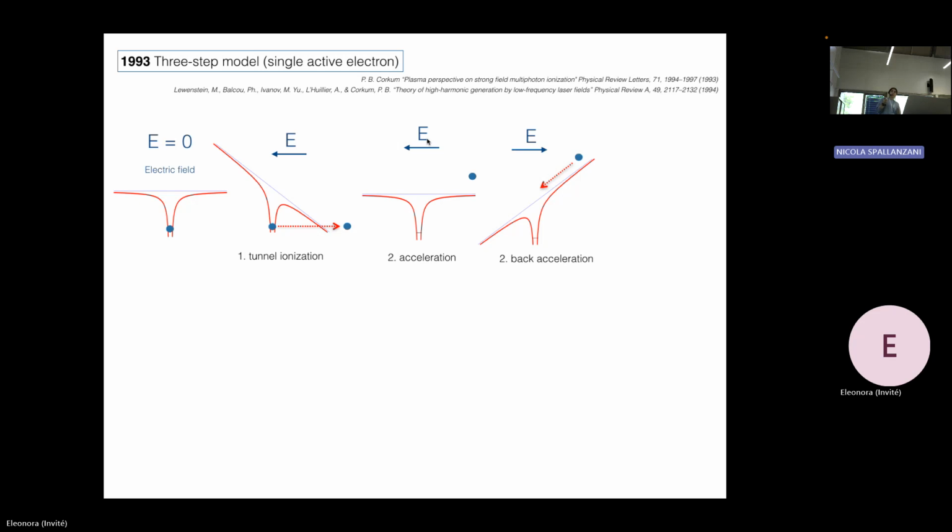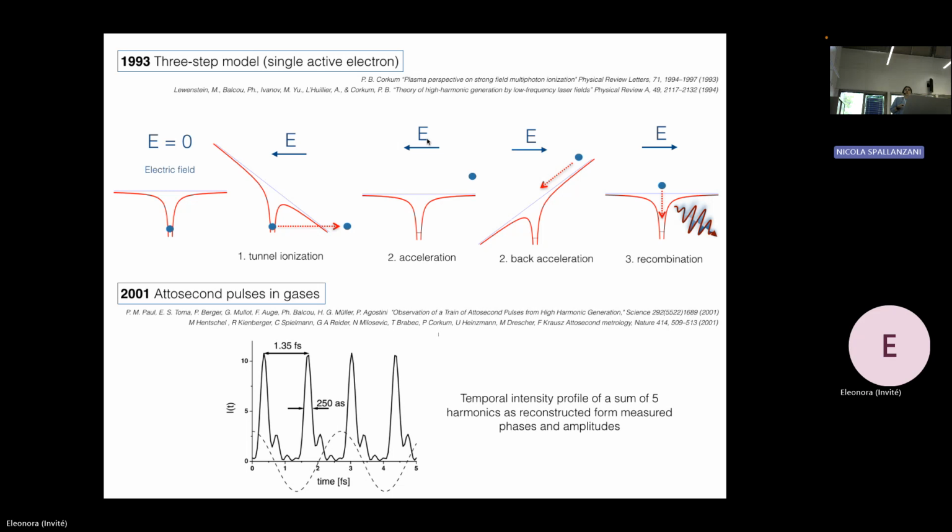And once it goes back, it can feel that there was a hole, that there was a parent ion behind, and then it can recombine and emit this photon that is the HHG emission that is then measured. It's a very simple picture, but it worked quite well.